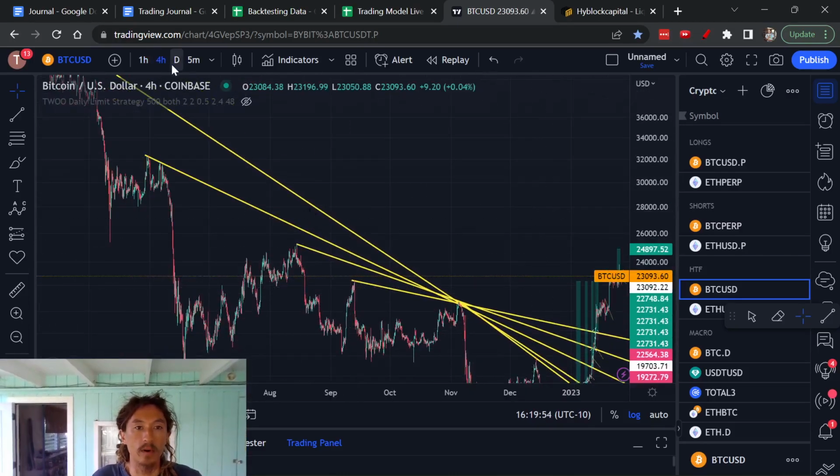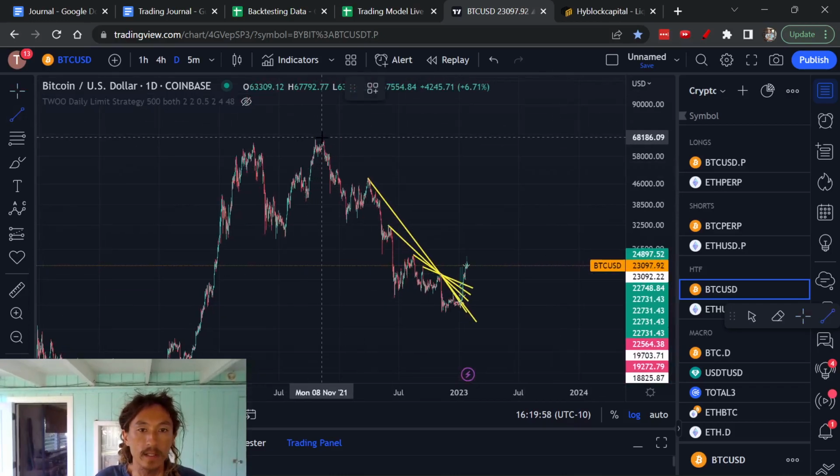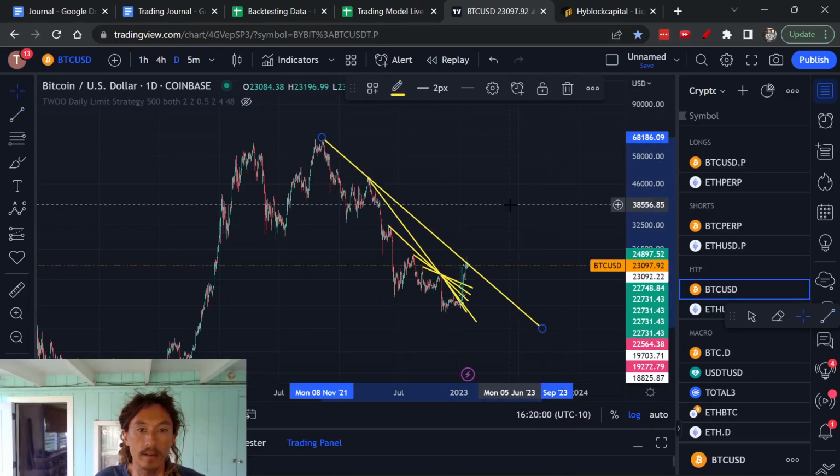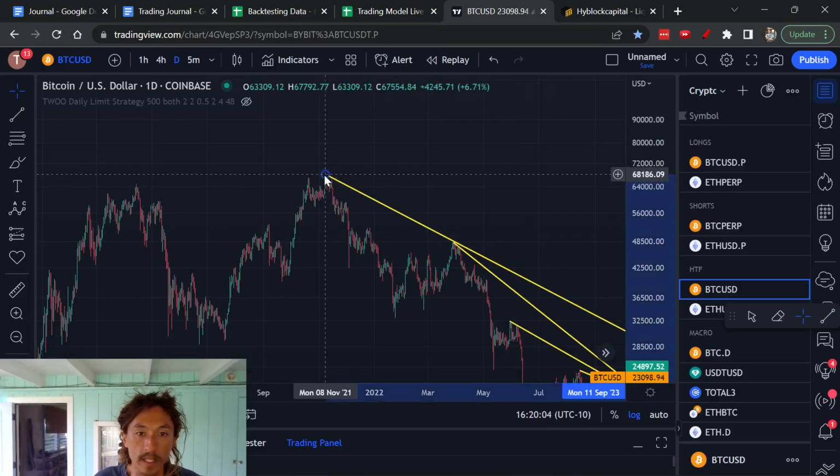Now, what I'm going to show now is after, and there was one more, which I'm going to put on the chart here. From here, this is a high time frame break from here to here. Let's get this measured correctly.